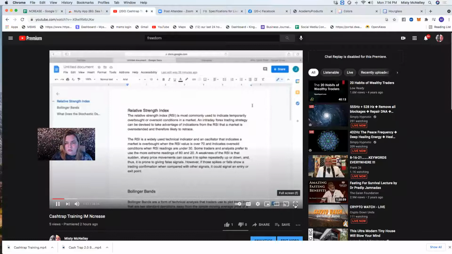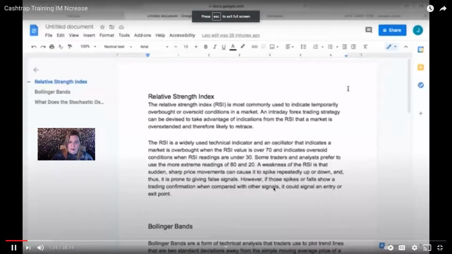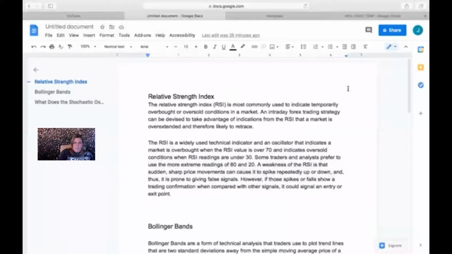30. Some traders in analysis prefer to use the more extreme readings of 80 and 20. A weakness of the RSI, this is the con of the RSI, right? I know some of y'all may be depending on the RSI and stochastic, but that's not the only thing you should depend on. You should use it as a clue. A weakness of the RSI is that sudden sharp price movements can cause it to spike repeatedly up or down, and thus it is prone to giving false signals. However, if those spikes or falls show a trading confirmation when compared with other signals, it could signal an entry or exit point. So this is a pretty good indicator, but this will not win you the trade.